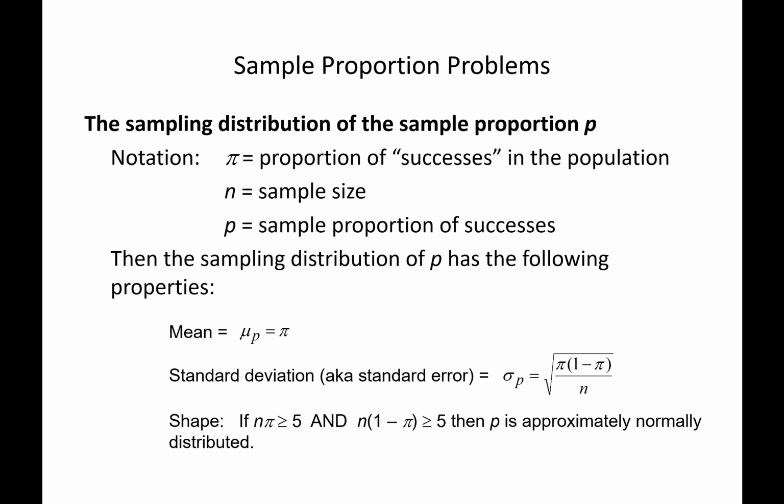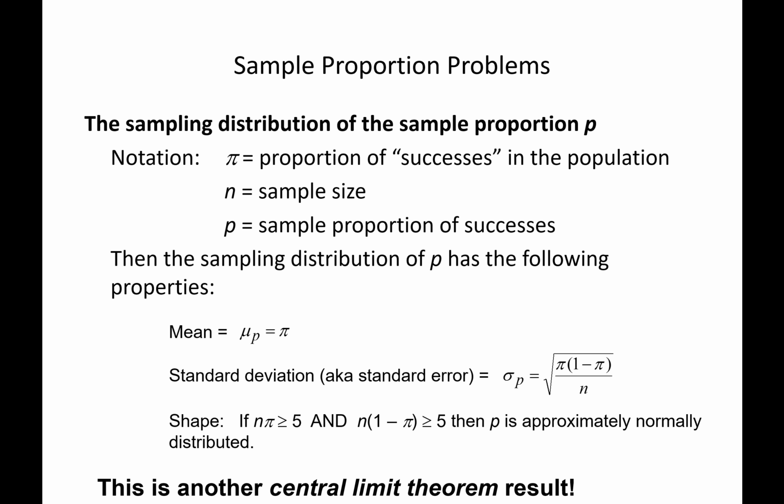If n times pi and n times 1 minus pi are both greater than or equal to 5, then P is approximately normally distributed. This is just another example of where the central limit theorem shows itself. We saw that already with x bar under certain conditions, and now we're seeing that under certain conditions P is also normally distributed, and that will help us quite a bit. However, if the central limit theorem doesn't hold when we're dealing with proportions, we can always use the binomial random variable in order to calculate the probabilities that we're interested in.